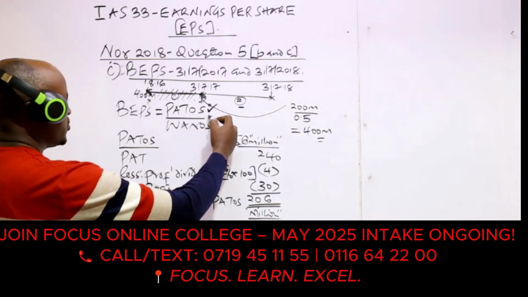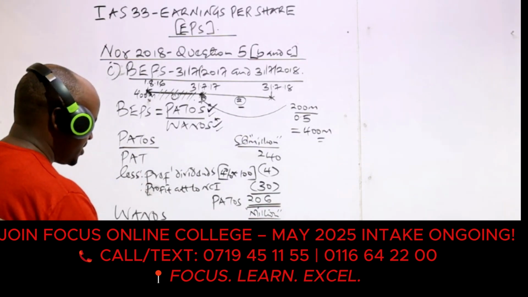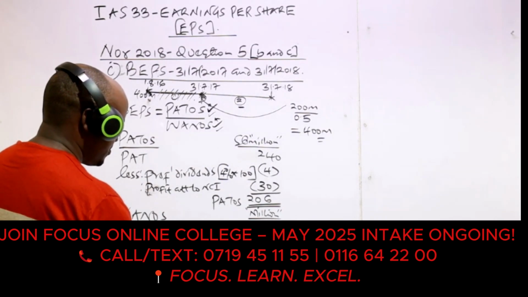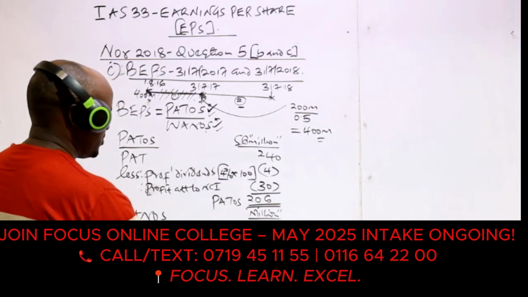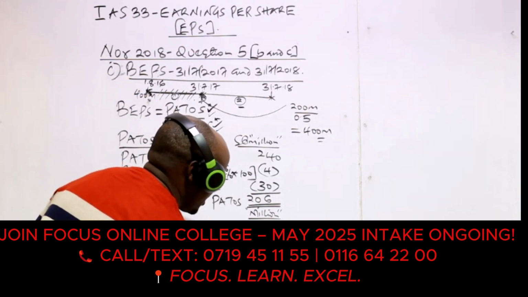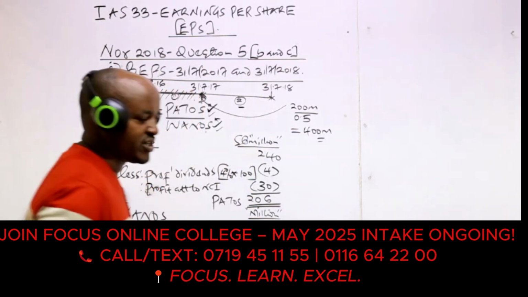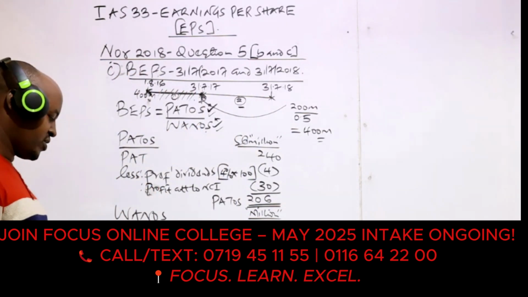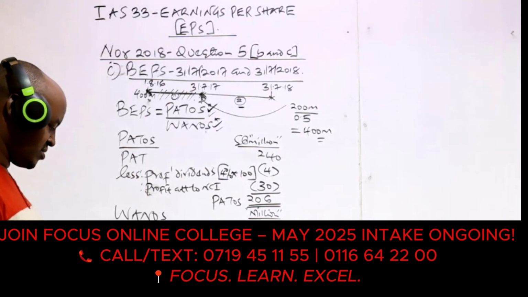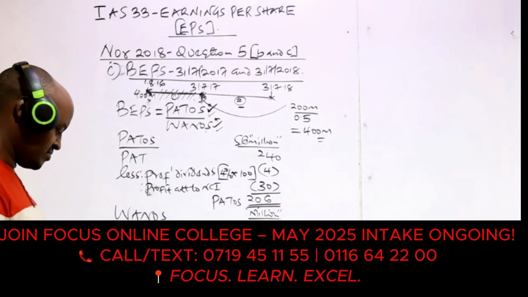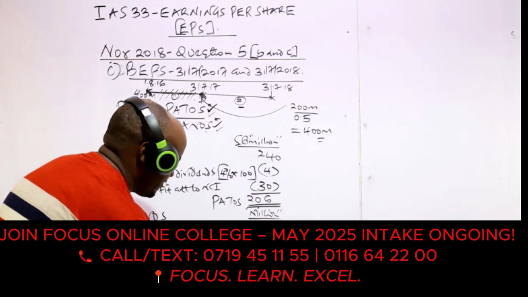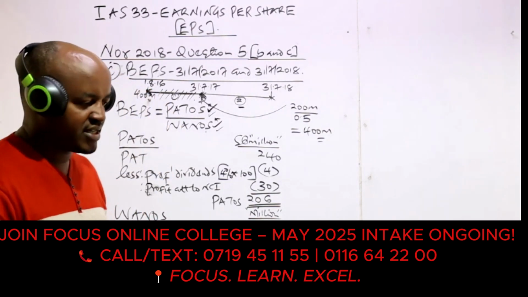Having those two figures, we can then proceed and compute the basic earnings per share, which will be equal to the PATOS, which we have here, 206 million. We divide that by the WANOS, which we have here, 400 million. And the answer which we get here, we give it as shillings per share. So let's divide those two figures. 206 divided by 400 million, which will give us 0.515. So this is the earnings per share for that year.